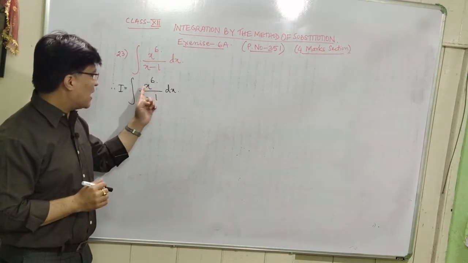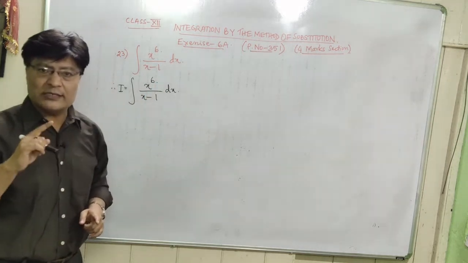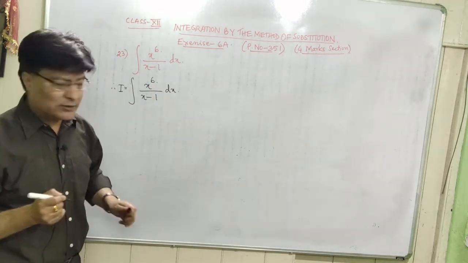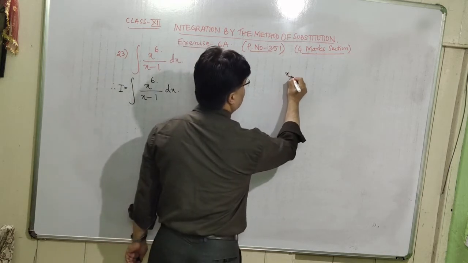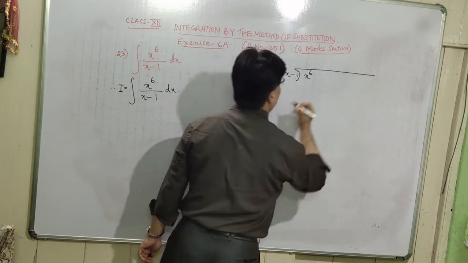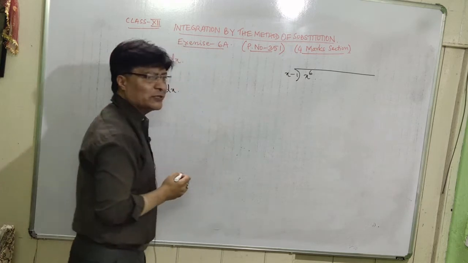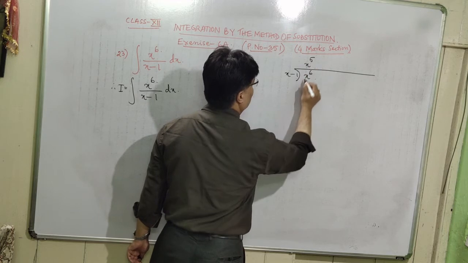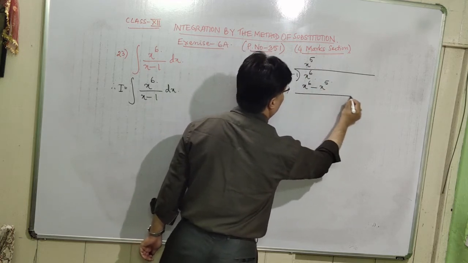So in this case, the highest power of x in the numerator is 6 and the highest power of x in the denominator is 1. So you have to divide this numerator by denominator. Okay, so let us divide it. So x minus 1 will divide x to the power 6. Now there is x. In order to get x to the power 6, this x should be multiplied by x to the power 5. So it is x to the power 6 minus x to the power 5, right?